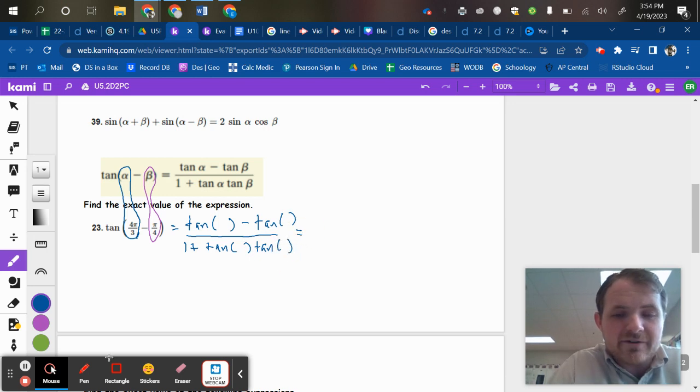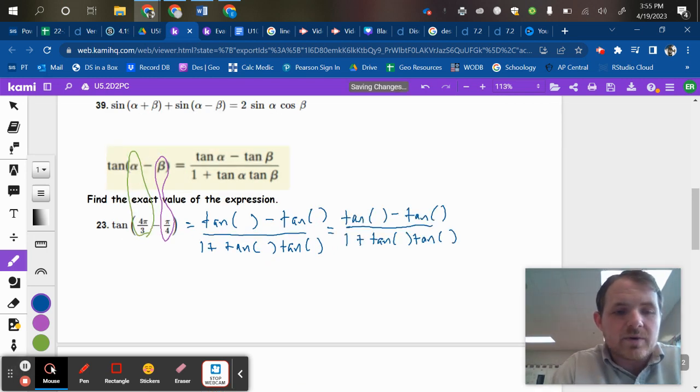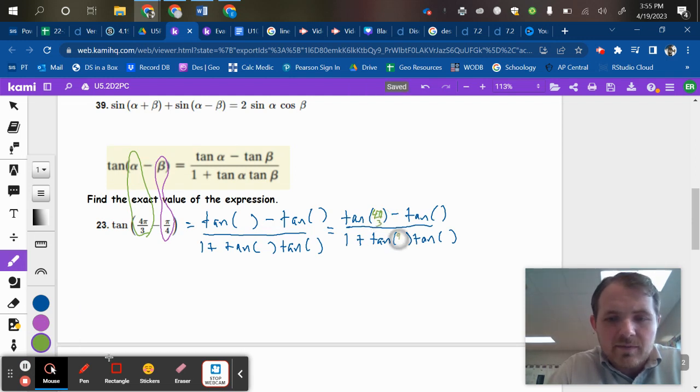So again, I'm not going to fill any of that in right now because I want us to see where different things are coming from. I'm also going to change this color to another one. Okay, so we've got 4 pi over 3, and that's going to go wherever I see my alpha. So 4 pi over 3 right there, and then it also goes in the denominator, 4 pi over 3. And then pi over 4 is going to go everywhere I see beta. So pi over 4 and pi over 4.